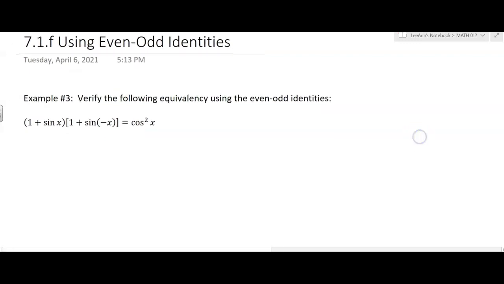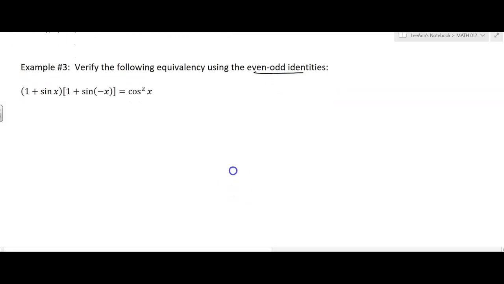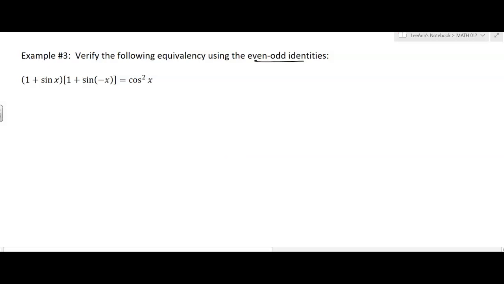Okay, so another verification. And they tell us, hey, use an even odd identity, which is nice of them to tell us. I mean, eventually we want to start recognizing these things on our own. So when I look at this equation that they give me, right away this is a little concern, okay? Because on the right-hand side, I just have cosine squared x. I don't have anything about the opposite of x, okay? So I don't like that.